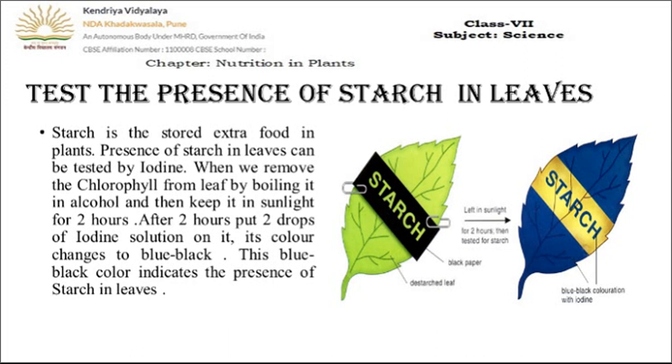Color fades means it will completely get de-starched. Whatever starch was present in it will be gone. Okay. Now after boiling, what we have to do, the same boiled leaf, we have to keep in sunlight for 2 hours. Now when you keep it in sunlight, what will happen?